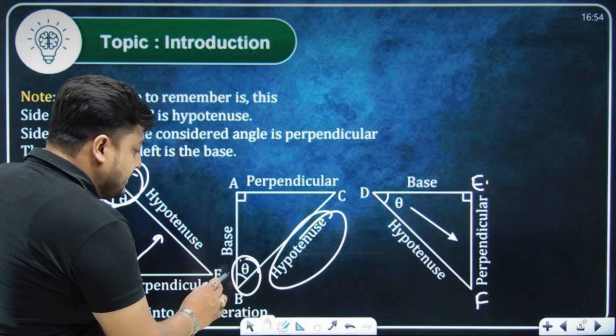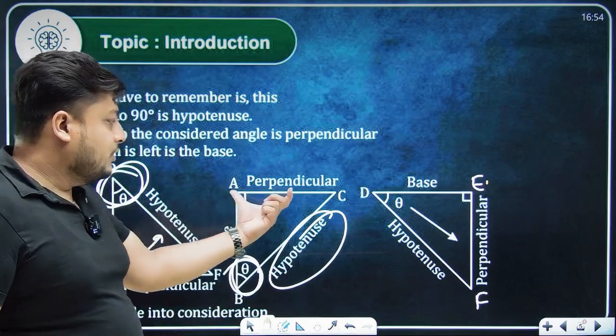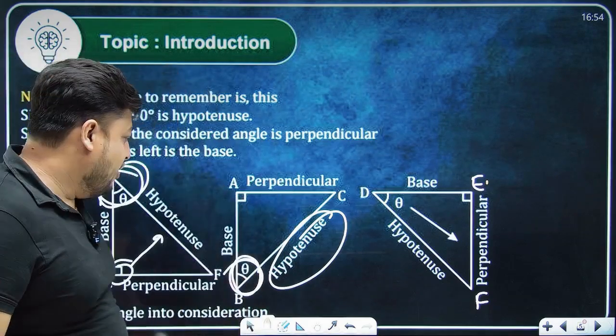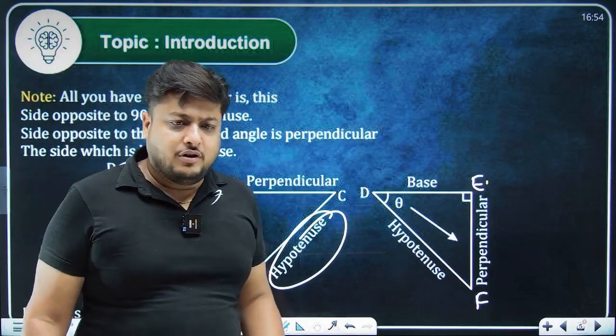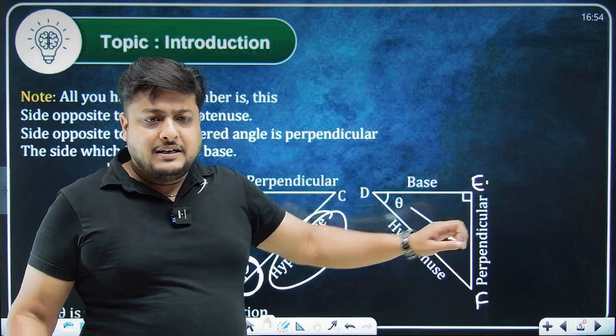So here the considered angle is at B. So the perpendicular will be AC. Okay, got it. And the remaining third side is called the base. And similarly in the third triangle.